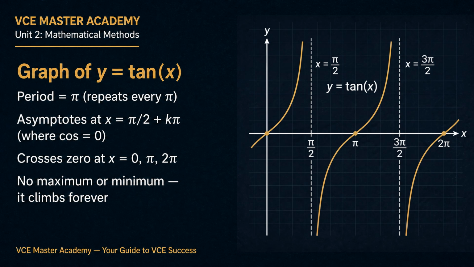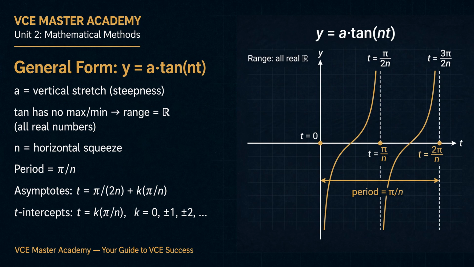And unlike sine and cosine, it has no maximum or minimum. It climbs forever. That is the whole shape. Now, most tangent questions come dressed up in a general form. y equals a tan nt. Do not panic, it is just two dials.